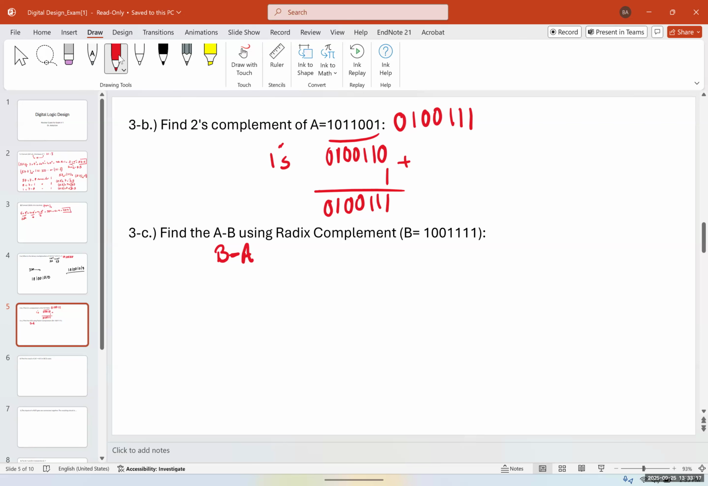Did anyone solve it? Okay, do you need more time? Who solved it? Okay, I'll give you a few minutes. Radix means the two's complement. Yes, the 2's complement. Two's complement of B and adding A. Yes, that is correct. That's going to be A plus B prime.